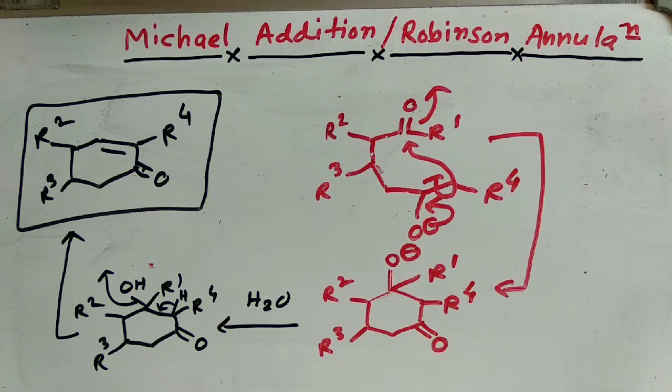Though both are the same, just remember that when the system has an active methylene group, that is of course an acidic methylene group, and an alpha beta unsaturated carbonyl compound or ester, and along with that NaOEt as the base, then you can easily identify the reaction as Michael addition or Robinson annulation.